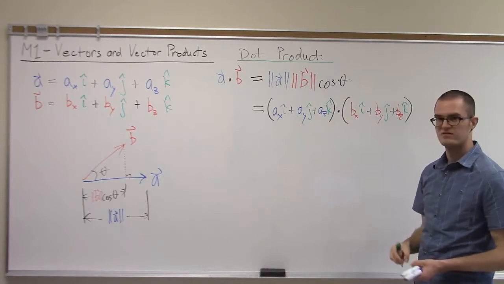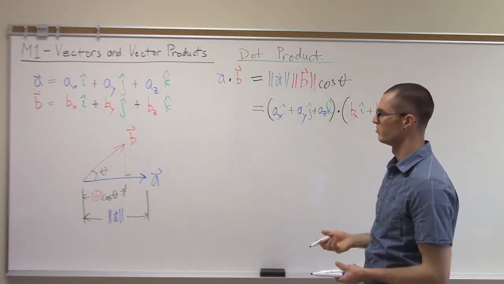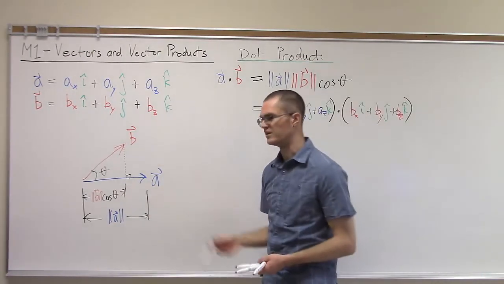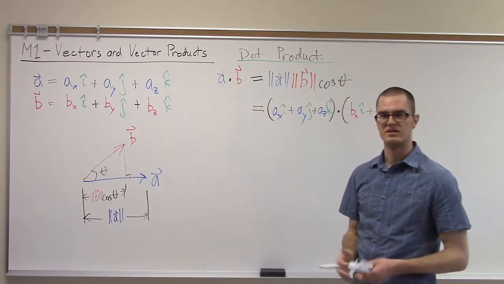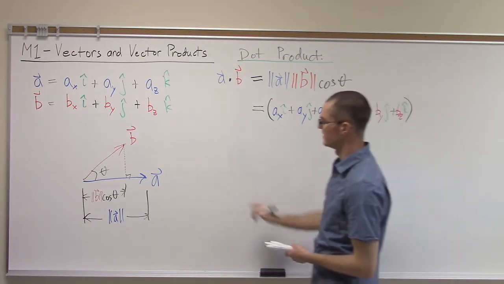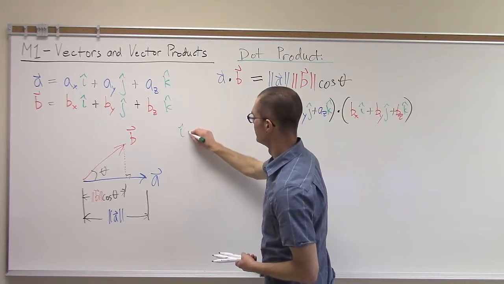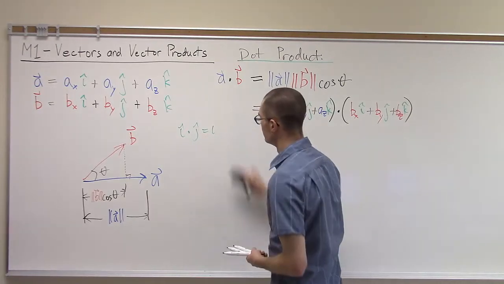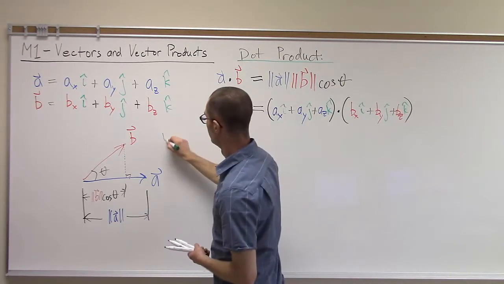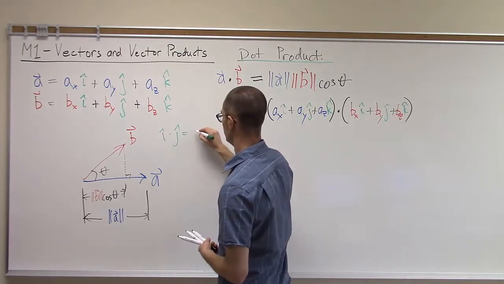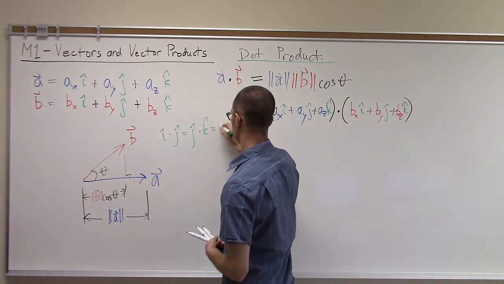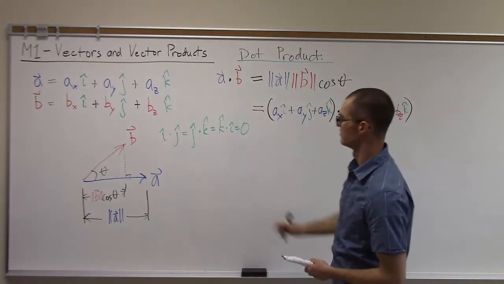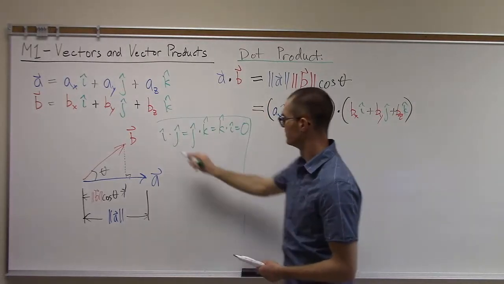We know that for each of the unit vectors, the angle between them is 90 degrees, and the cosine of 90 degrees, or pi over 2, is just 0. So from that we can say that i dot j is equal to j dot k is equal to k dot i. Each of those is equal to 0.